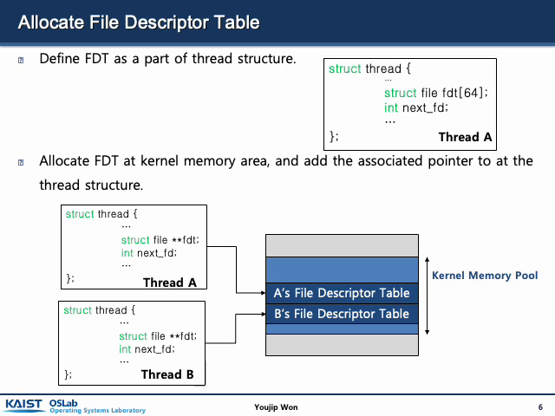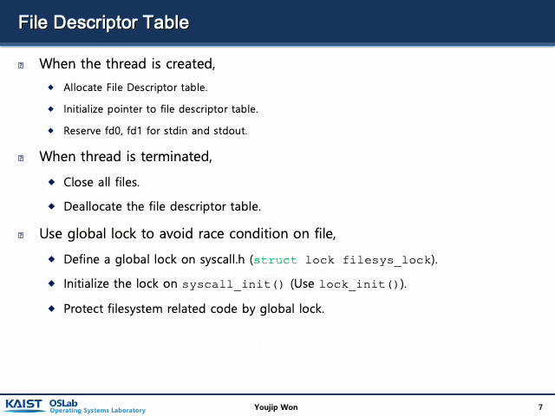The first thing you need to do is allocate the file descriptor table. Please define the FDT, the file descriptor table, as a part of the thread structure, allocate the FDT in the kernel memory area, and add the associated pointer to the thread structure. Here are a few tips to implement the file descriptor table. First, when the thread is created, make sure to allocate the file descriptor table, initialize the pointer to the file descriptor table, and reserve file descriptors 0 and 1 for standard in and standard out.